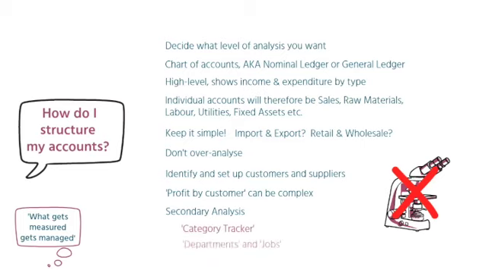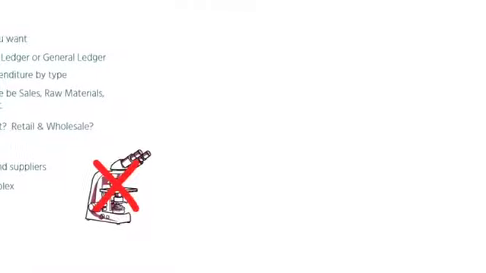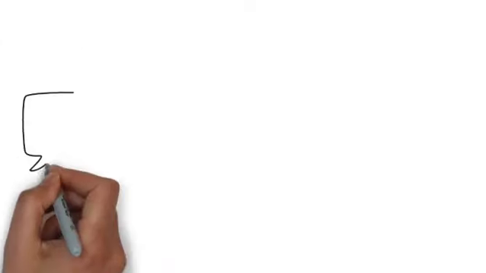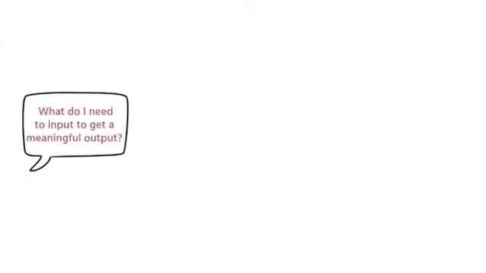For example, Xero has functionality called Category Tracker. Sage 50 has Departments and Jobs. As an example, if you were a baker, you could possibly set this second level of analysis to be bread, cakes, and savouries. Or if you were a brewer, you could set this secondary level to be beers, lagers, and low alcohol.